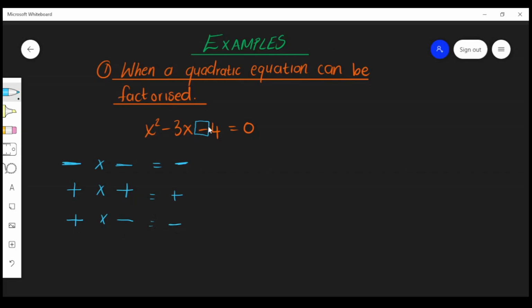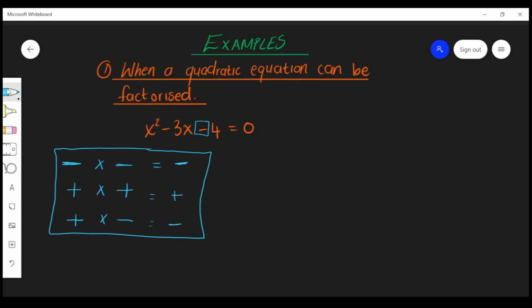So because we've got a negative sign here, that means the combination of signs we need to use in our two brackets needs to be a positive and a negative, because when I multiply any positive number with any negative number, I get a negative number. So we've determined the signs that we're going to use.